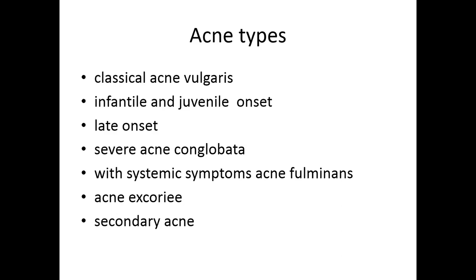What are the types of acne? The classical acne vulgaris, which occurs on the face, which comes in adolescents. Then there is infantile or juvenile onset acne, which is usually seen during infancy, or the late onset acne, which comes after 35 to 40 years of age, or severe acne, we call acne conglobata, where you see multiple nodular cystic lesions on the face as well as on the trunk.